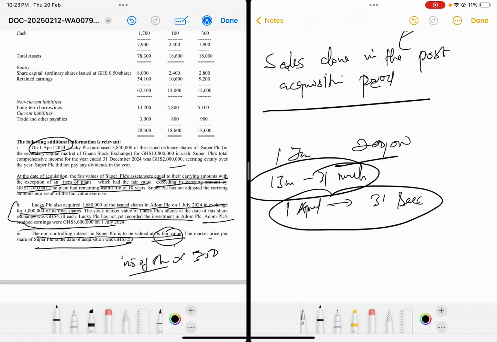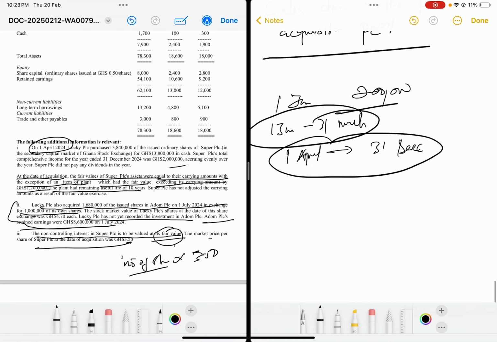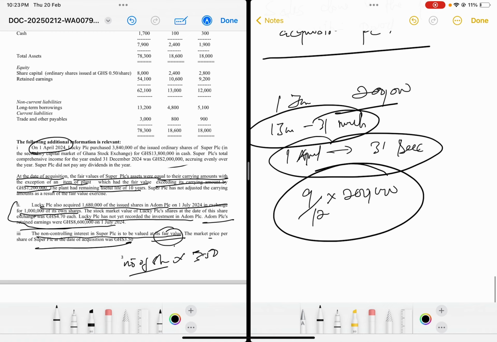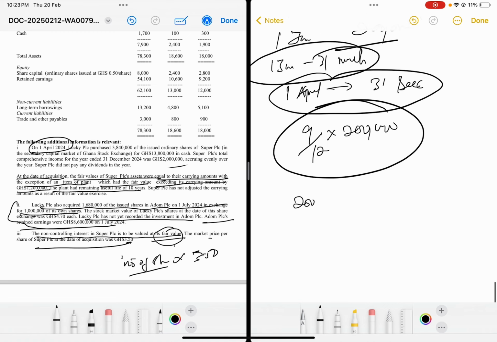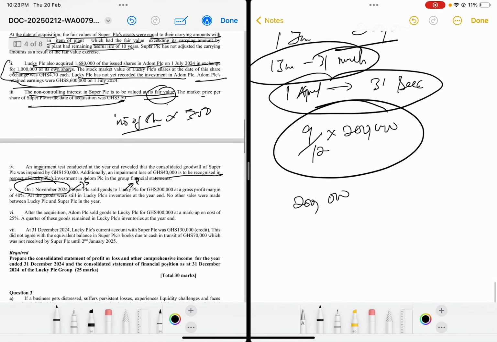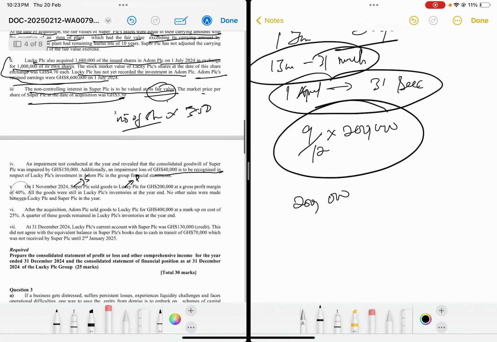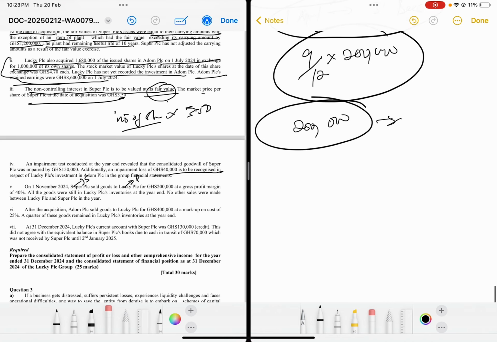You get it? So the amount of sales we are going to eliminate is 9 out of 12 of the 200,000. That's the percentage you eliminate. In this instance, the 200,000 sales occurred on 1st November, which is post-acquisition. So the whole 200,000 will be eliminated. Take note of that.